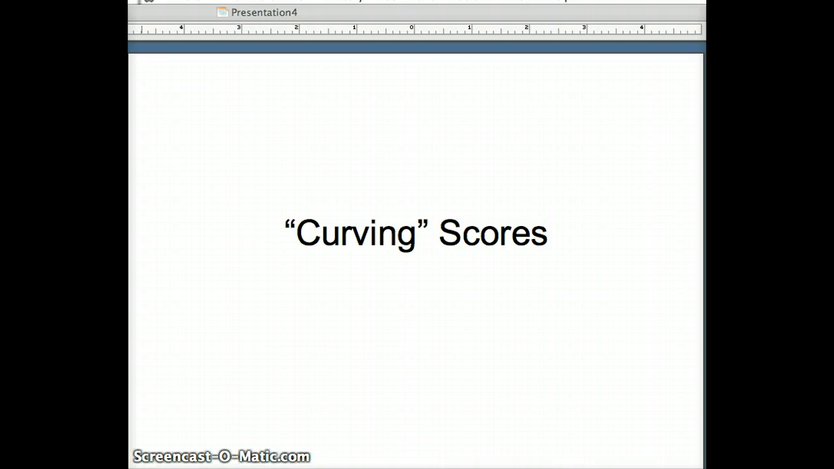This lesson is going to be looking at curving scores. In essence, we're starting with a set of data with a given mean and a given standard deviation. And the question is, can those numbers be converted to get a different mean and a different standard deviation that better meets the needs of the person that's studying?